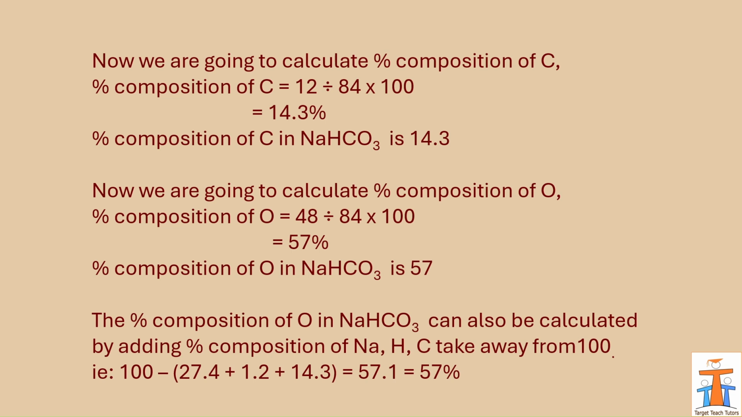The percentage composition of oxygen in sodium hydrogen carbonate can also be calculated by adding the percentage compositions of sodium, hydrogen and carbon and taking that away from 100. That means 100 minus (27.4 plus 1.2 plus 14.3) is equal to 57.1. To round up, it will be 57%.